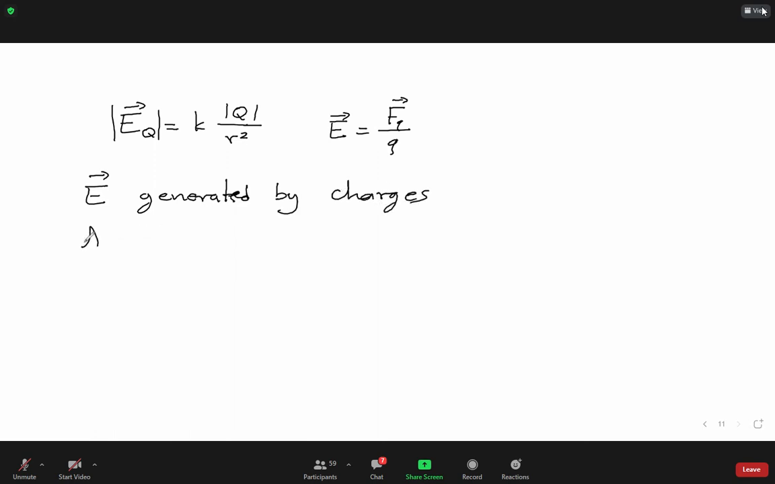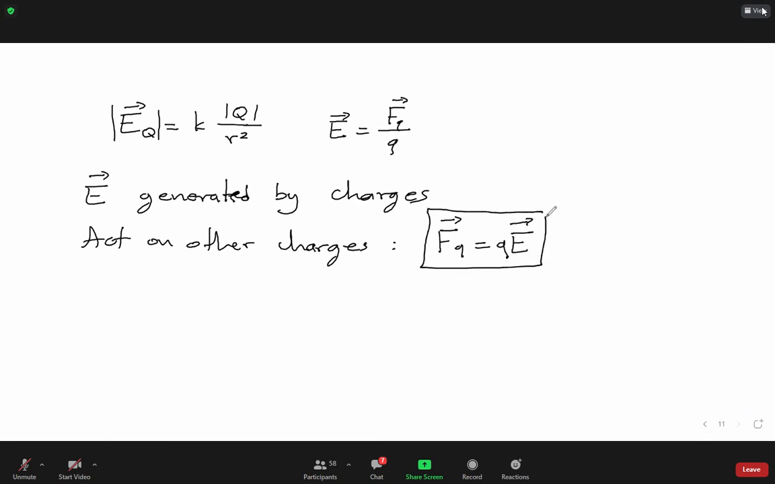And they act on other charges, producing what we call the electric force. It's this expression solved for the force. So the force on a little q that's placed in an electric field, what a terrible arrow up here, is q times the electric field at the location of the charge. All right, so this is a little brief summary. Probably the most important points that we discussed today.